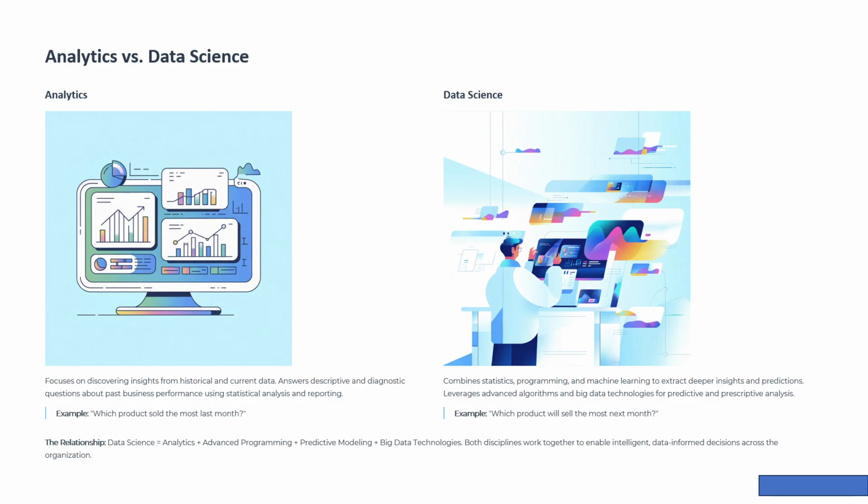On the other hand, we have data science. Data science goes a step further. It combines analytics with advanced programming, machine learning, and big data technologies. Data science answers questions like which product will sell the most next month, or which customers are likely to leave in the next 90 days. So, data science is equivalent to analytics plus advanced programming plus predictive modeling and big data. Both are important. Analytics is for understanding and reporting. Data science is for predicting and automating decisions.